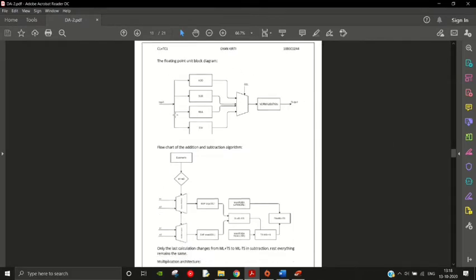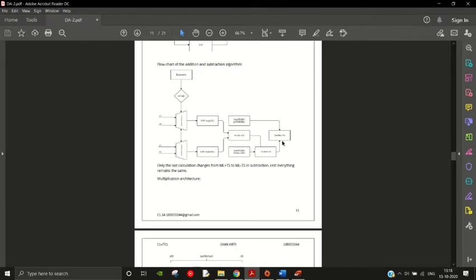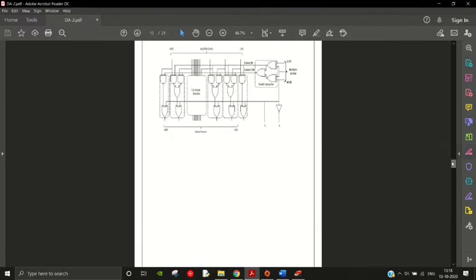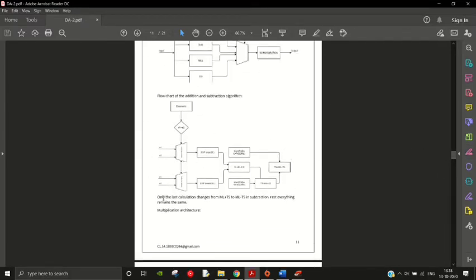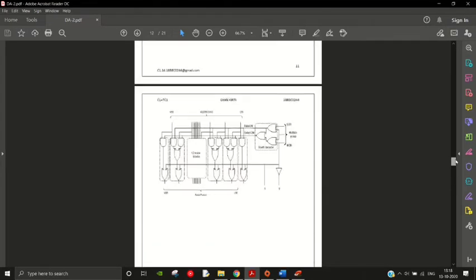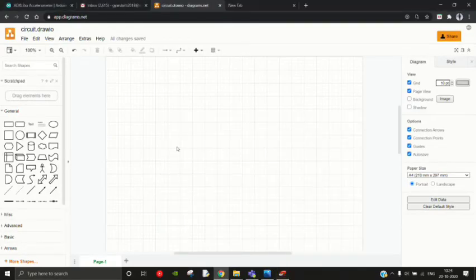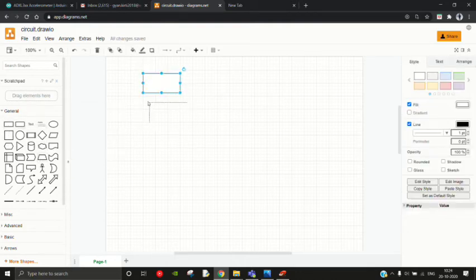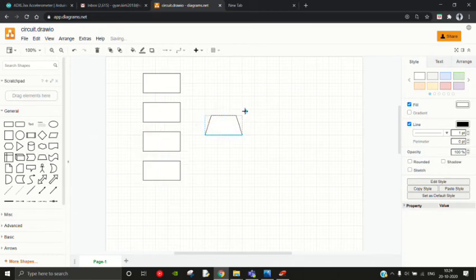So this is the floating point unit block diagram which was discussed before. Now this is the flowchart for the addition and subtraction algorithm, and this is the multiplication architecture. So thank you. This is the block diagram part for the FPU unit used in the research paper. This is the selection multiplexer.